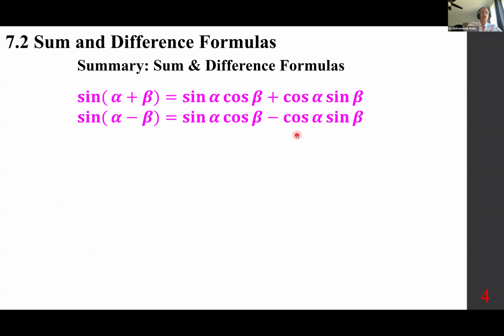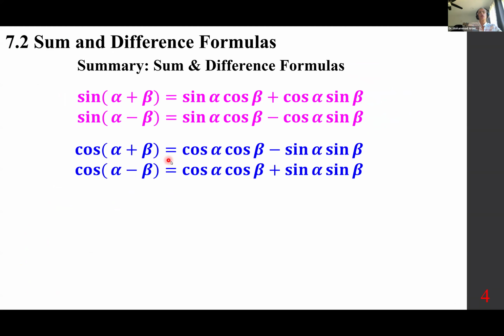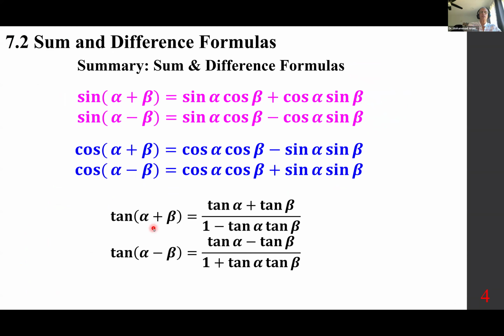We need them. Cosine of alpha plus beta is cosine alpha cosine beta minus sine alpha sine beta. Cosine of alpha minus beta is cosine alpha cosine beta plus sine alpha sine beta. Tan of alpha plus beta is tan alpha plus tan beta over 1 minus tan alpha tan beta. And tan of alpha minus beta is tan alpha minus tan beta over 1 plus tan alpha tan beta.